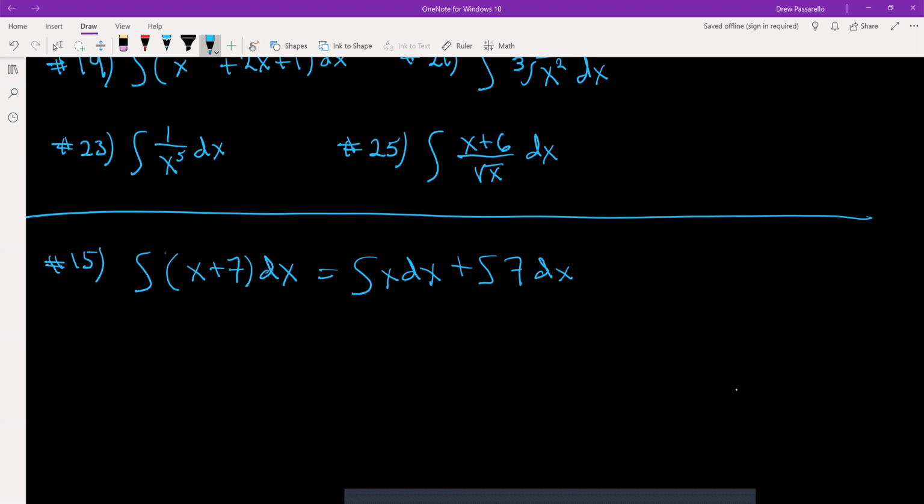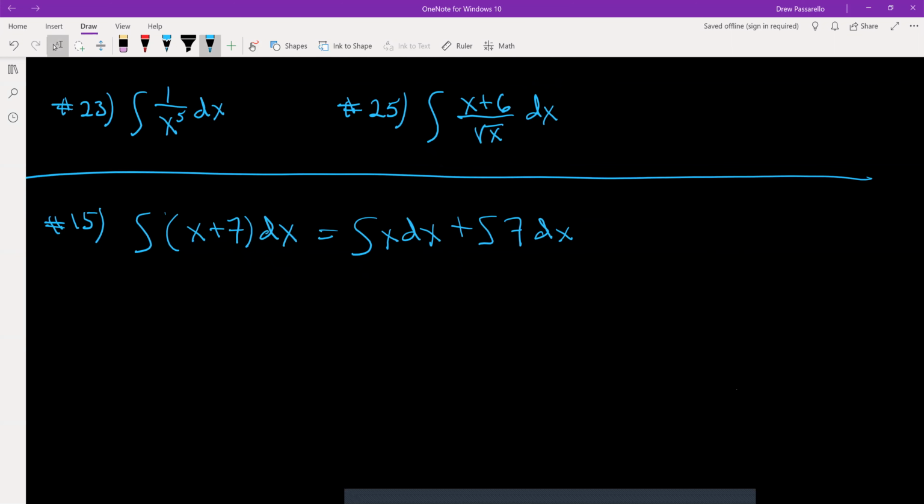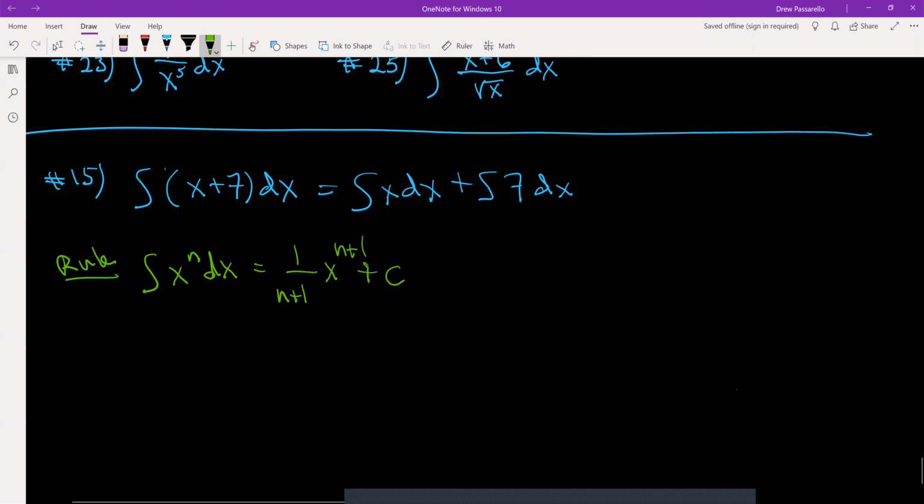And the rule for sort of like the power rule for integrals is if you integrate x to the n dx, that's equal to 1 over n plus 1, and then x to the n plus 1 plus c. And then if you have a constant integrating, like k dx, it's just a constant, that turns into kx plus c.